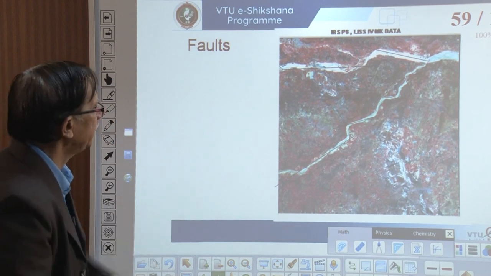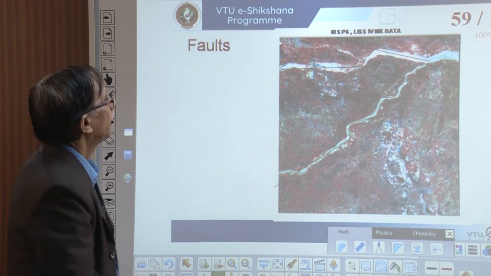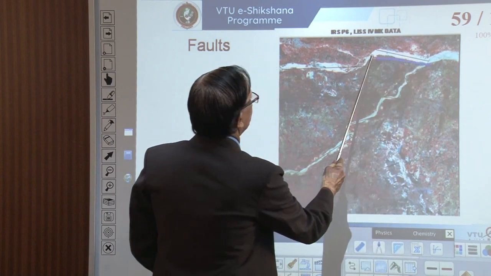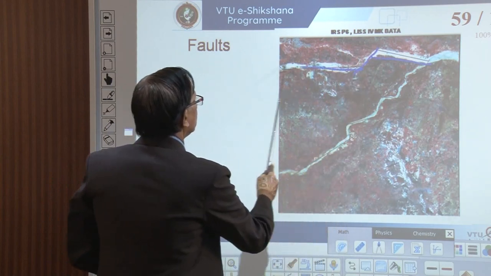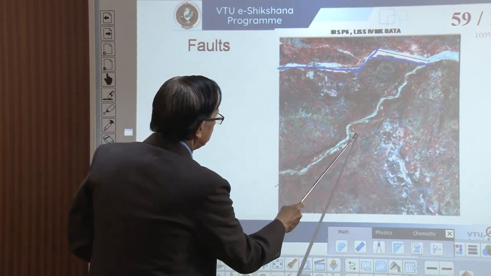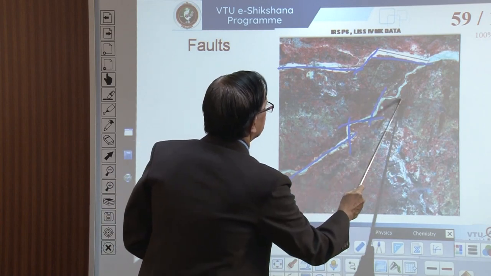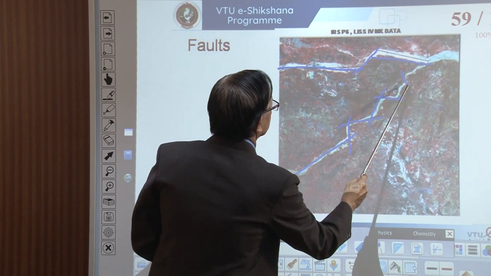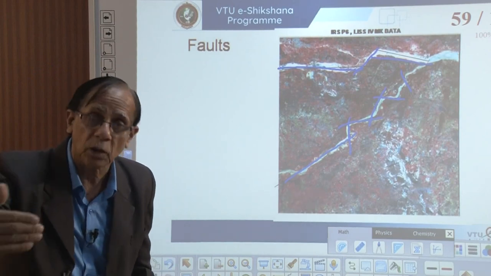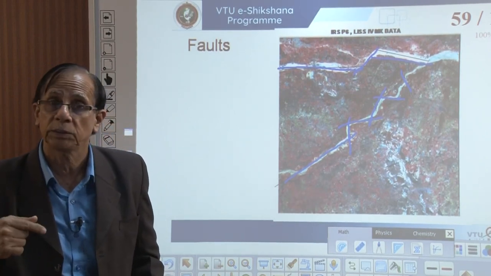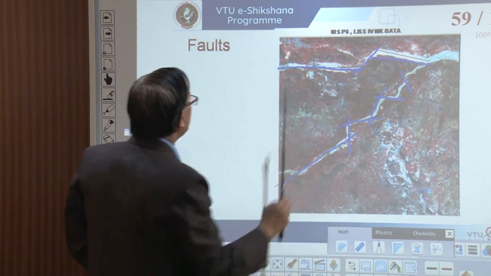Now, friends, this is a satellite image. If you carefully observe this satellite image, what happens? I find the river course is abnormally straight here. How can that be possible? Again there is a sudden change, then again a nearly straight line, again a straight line, then a sudden change, straight line, sudden change, again a sudden change. Wherever there is a sudden change in the path of a river, followed by a straight path, that is a clear indication of a fault.